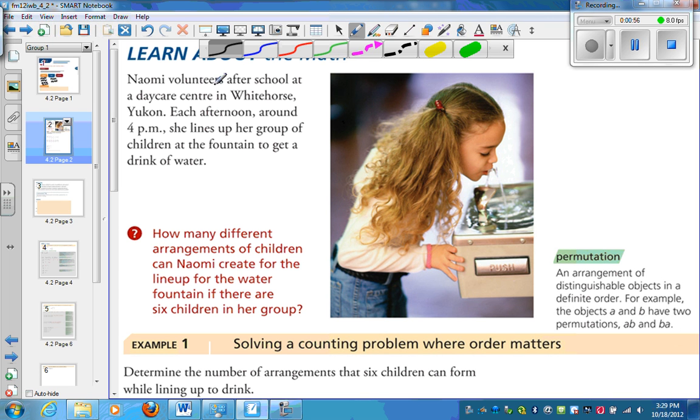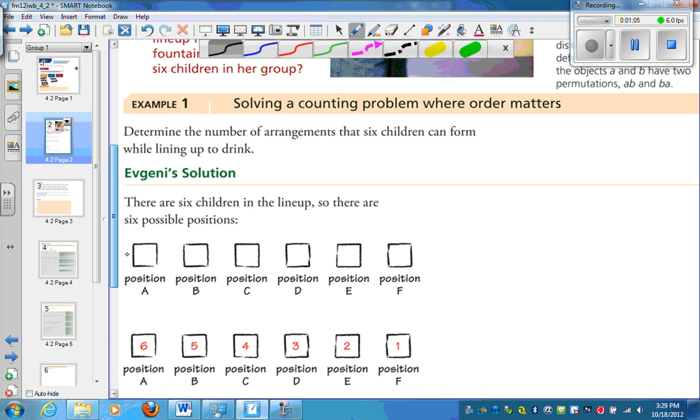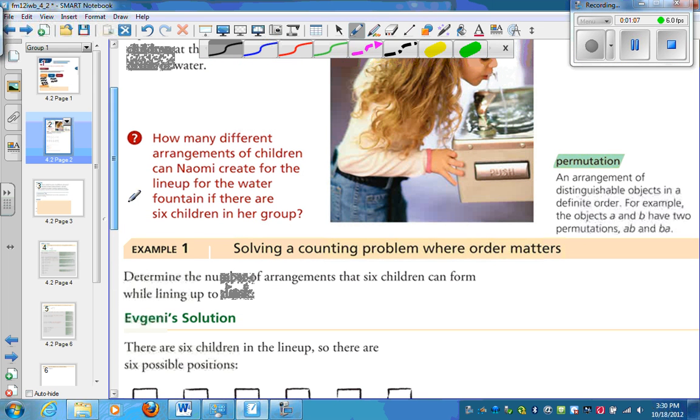So, as an example, Naomi volunteers after school at a daycare. Each afternoon, she lines up a group of children at the fountain to get a drink of water. Don't you remember lining up and counting to make sure that everyone got the same amount of drinking time? So how many different arrangements can she create if there are 6 children in her group?